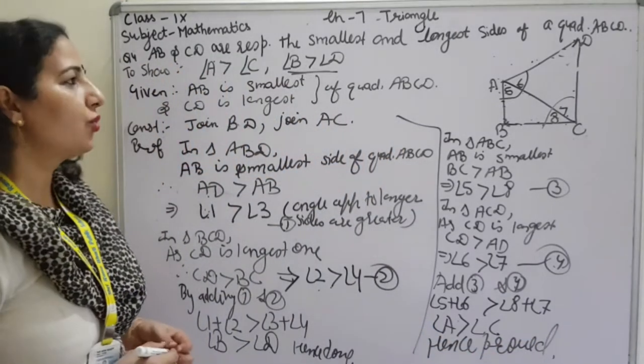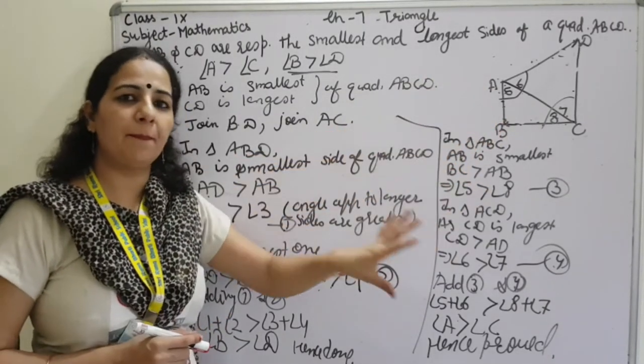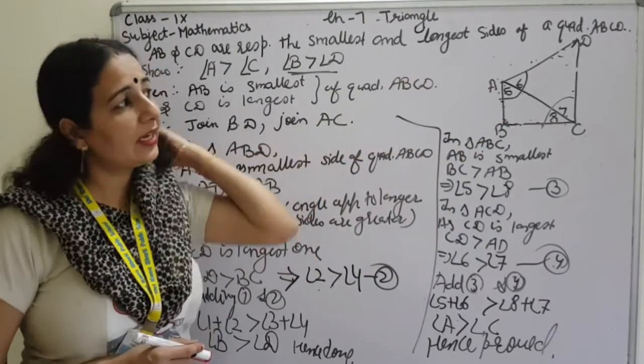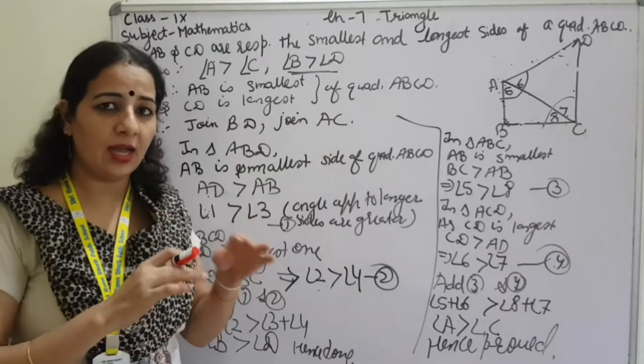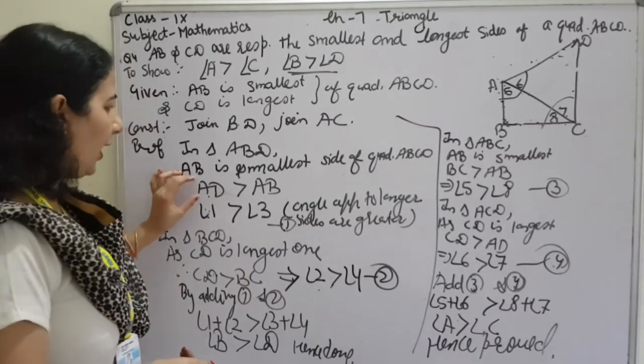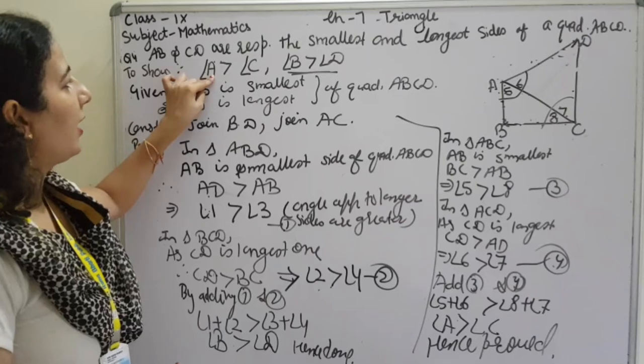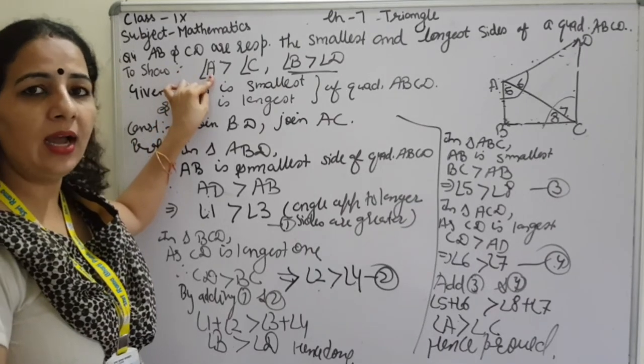Clear, students? So just take care of both the longest and the smallest side. The comparison can be done only between the sides of the quadrilateral. And after writing the relation between the sides, you should convert into angles because they are asking to show it in angles.